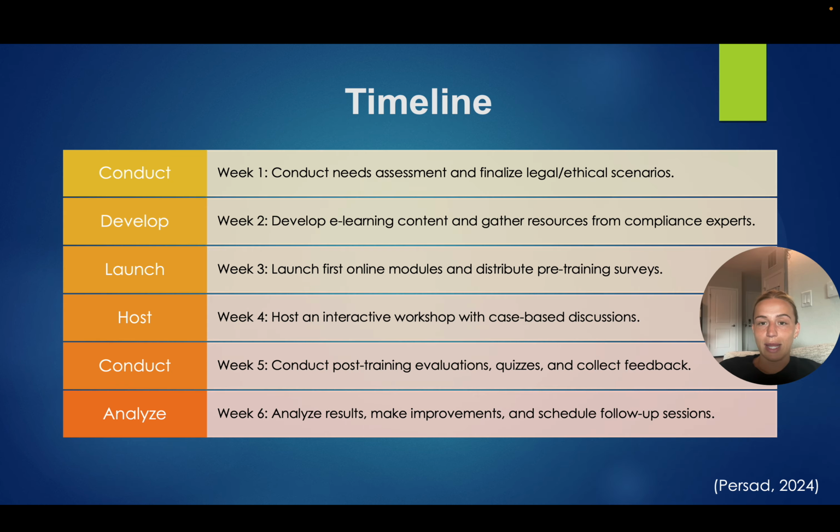The program is planned over 6 weeks. Week 1 will involve gathering input from staff and compliance officers to design realistic training scenarios. Weeks 2 and 3 will both focus on preparing and launching online content. Week 4 will host the live workshop, which will bring together nurses, compliance officers, and IT staff for scenario-based learning. Weeks 5 and 6 will measure success and refine content for future sessions.